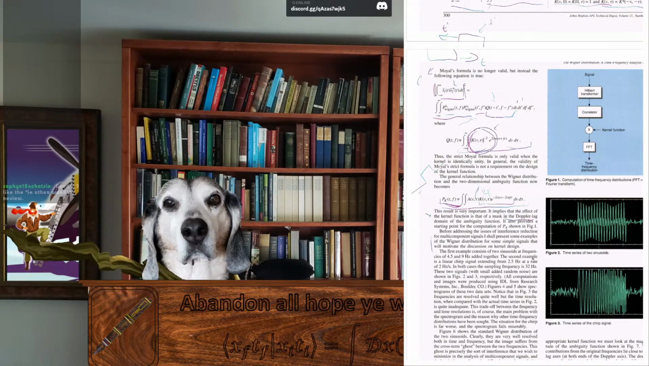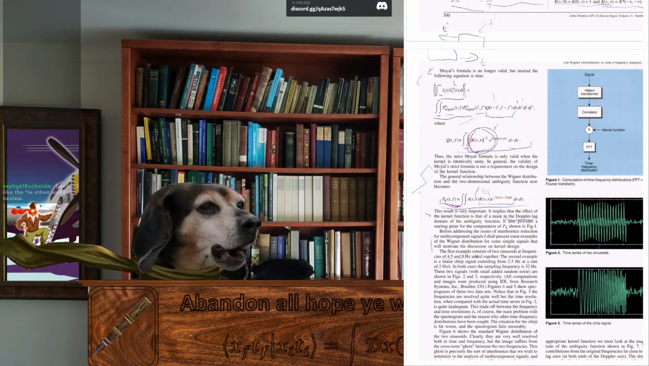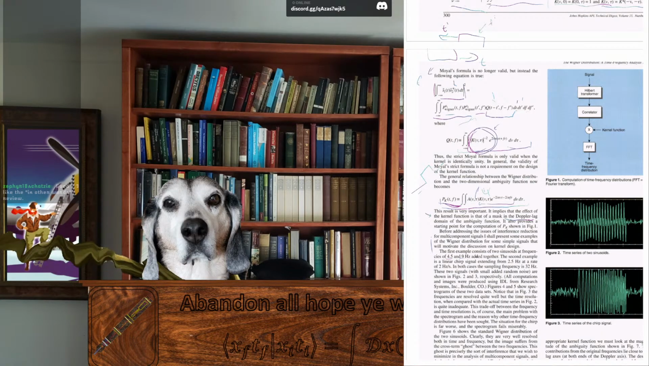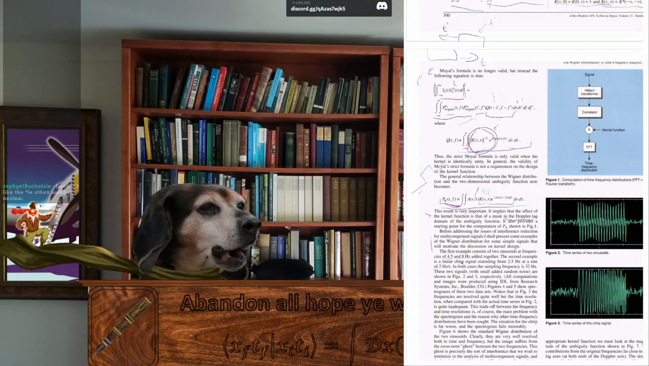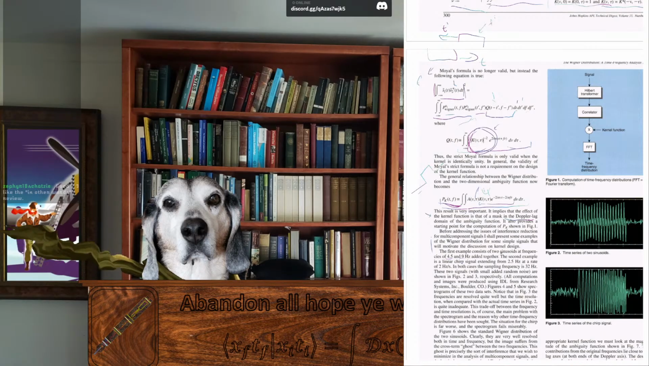The first example consists of two sinusoids at frequencies 4.5 and 9 kilohertz added together. So again, this is double this, so you would expect to see aliasing if your sampling rate is too slow.